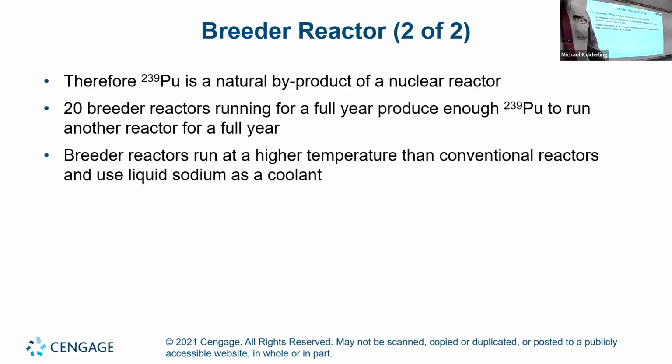So plutonium-239 is a natural byproduct of a nuclear reactor. 20 breeder reactors running for a full year produce enough plutonium-239 to run another reactor for a full year. Breeder reactors run at a higher temperature than conventional reactors and use liquid sodium as a coolant. And there's a bunch of new nuclear reactor designs, including ones that use liquid salt as a coolant and things. People are trying to do.